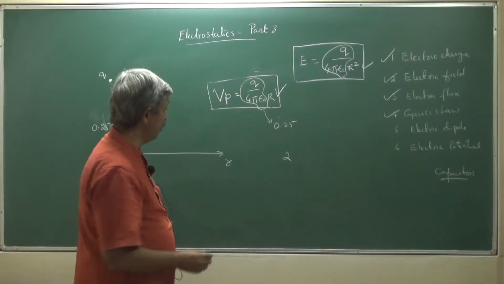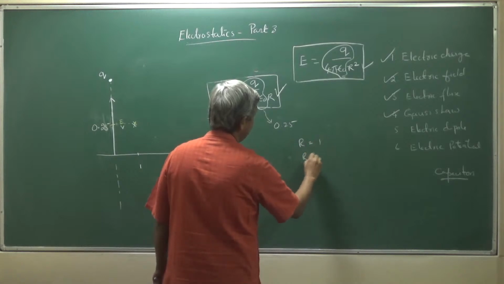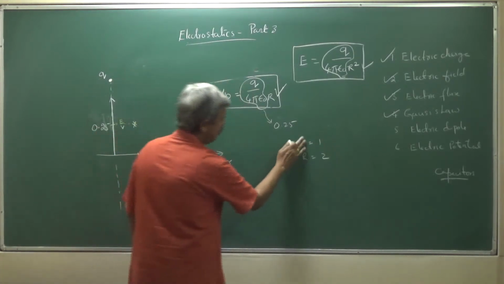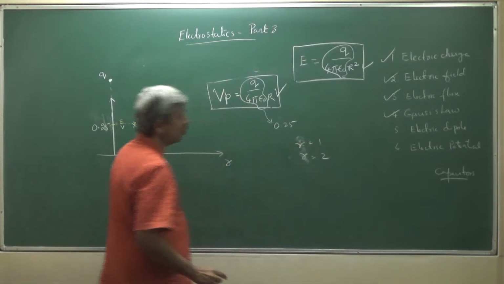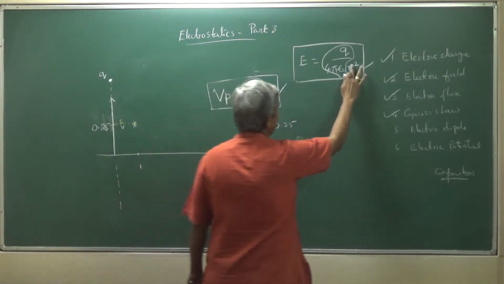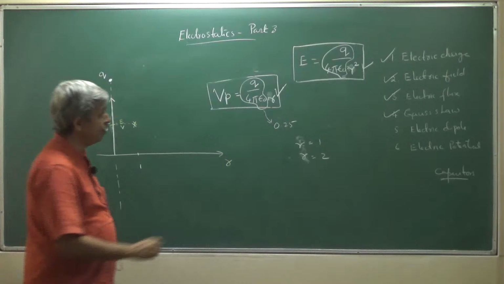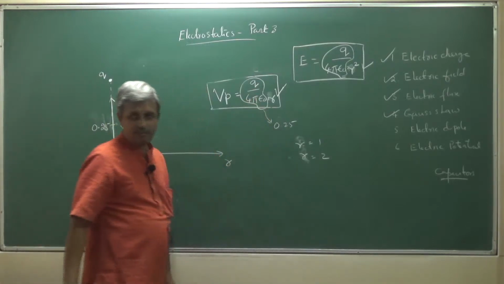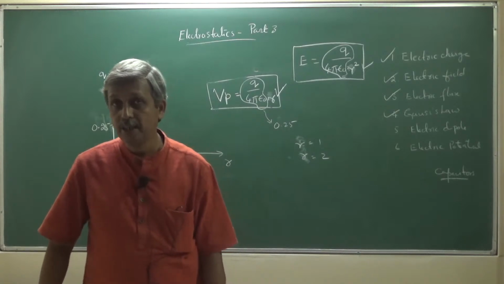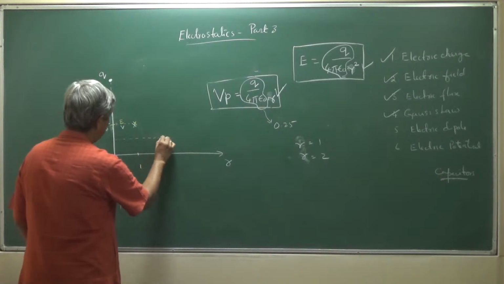Now I am going to take this one as r is equal to 1 first. Now r is equal to 2. So let's call it small r. If r is equal to 2, now what happens? This is 0.25 divided by 2. 0.25 divided by 2 is half of 0.25. It is 0.125. Okay, so that is basically right.